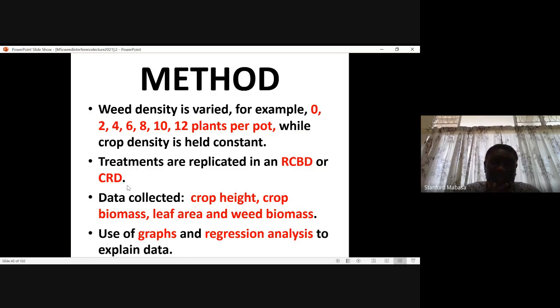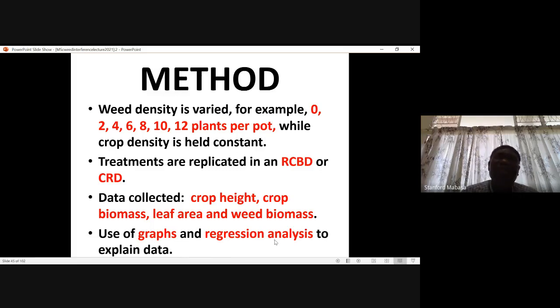Now, the sort of data which can be used in this kind of a study is that you collect crop height, crop biomass, leaf area, and weed biomass. And we normally use graphs and regression analysis to understand and interpret the information.